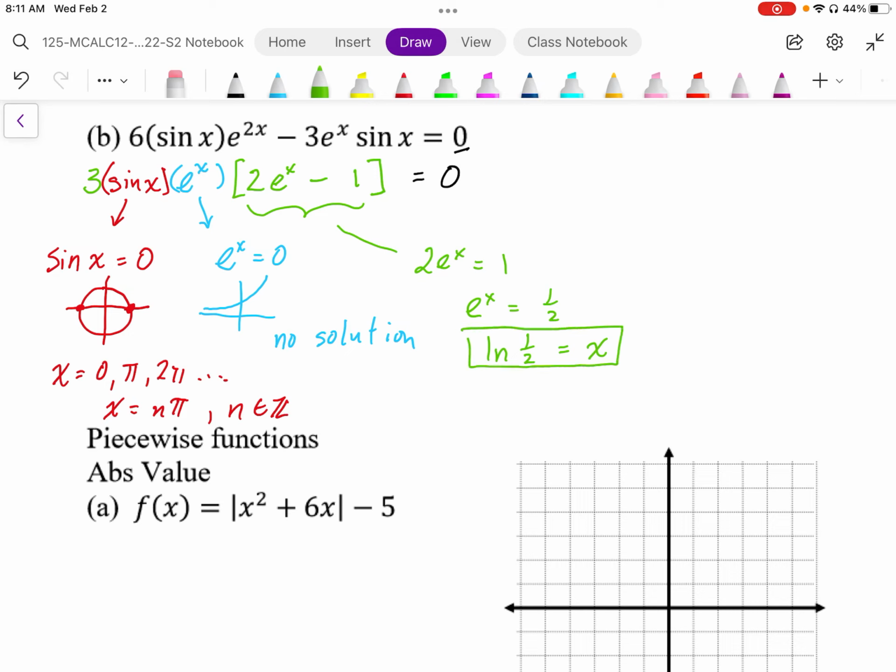So there's one solution in here from the 2 e to the x minus 1, and then there is a repeating solution based on the sine portion of this equation. And we can see this solution when we graph this as well.